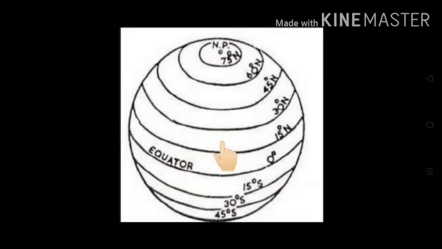Let's understand with this diagram. It is the equator. Above the equator, it is the northern hemisphere. So the values of these degrees are marked with letter N. 15 degree N, 30 degree N, 45 degree N, 60 degree N, 75 degree N, 90 degree North Pole. N stands for north. Now below the equator it is marked with letter S. 15 degree S, 30 degree S, 45 degree S, and so on till 90 degree South Pole.